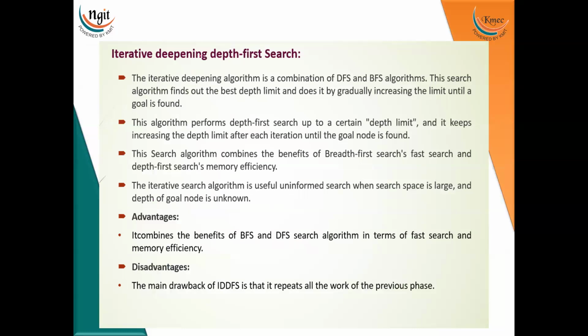And then next one is iterative deepening depth first search. This iterative deepening is a combination of DFS and BFS algorithms. That means find out the best depth limit and gradually increase the limit until a goal is found. Up to a certain depth limit, it will search, and after that it is going to keep on increasing the depth limit after each iteration until the goal node is found. So it combines both the benefits of BFS fast search and DFS memory efficiency. So this is one important point: BFS fast search and DFS memory efficient.